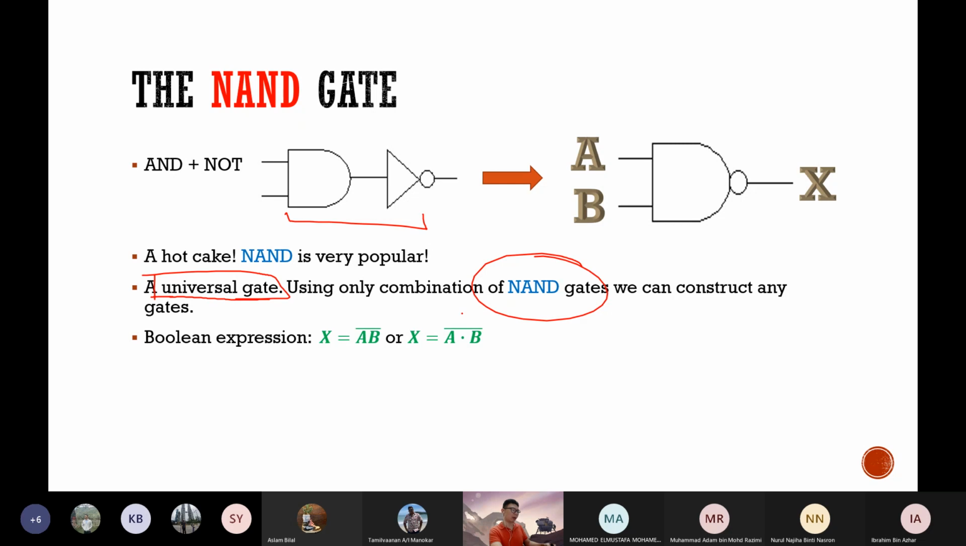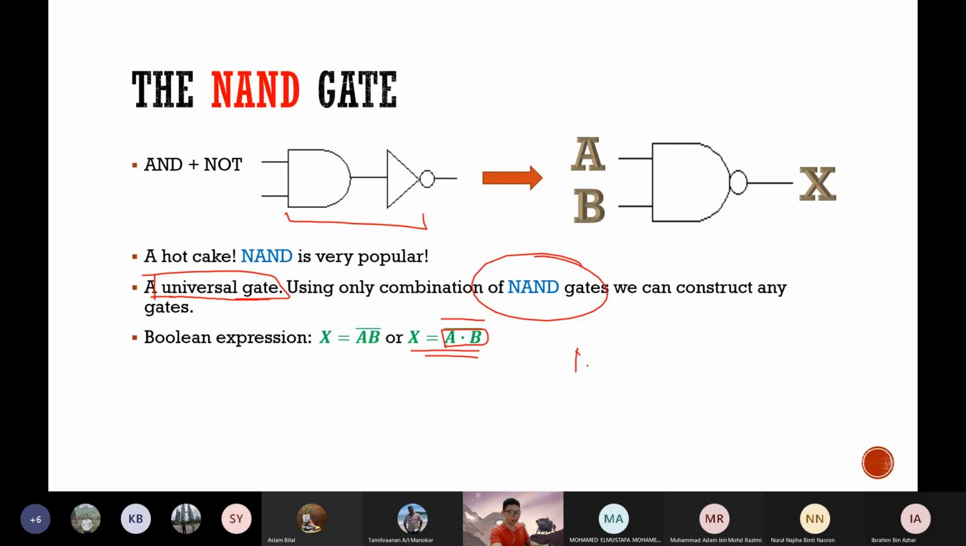Let's take a look at how it works. It's simple enough, just like what we covered in the last class. It is just an AND gate, and after the AND gate, you have a NOT gate. So the Boolean expression is that of the AND gate, A multiplied by B, which is the AND Boolean expression, right? And after that, you take an inversion of the result.